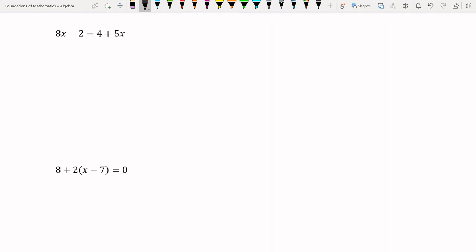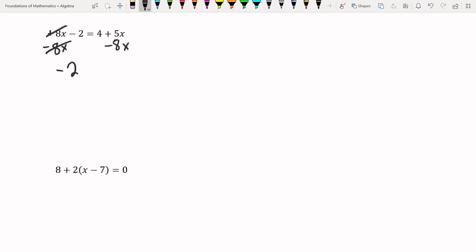And typically, what you want to do is get the variables to one side first. If you do that, you're pretty much good to go because the equation should probably collapse down into a two-step equation, which we've already talked about. So in this case, I'm going to move the variable to one side. It doesn't matter which side you move it to. In this case, 8x is positive and 5x is positive. I could subtract 8x here and move it to the right-hand side.